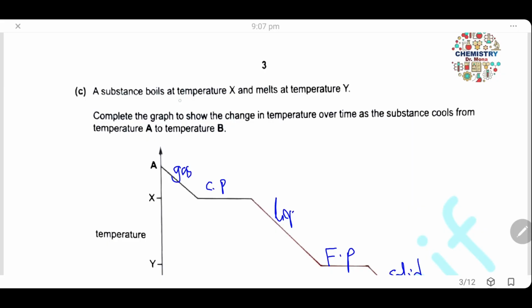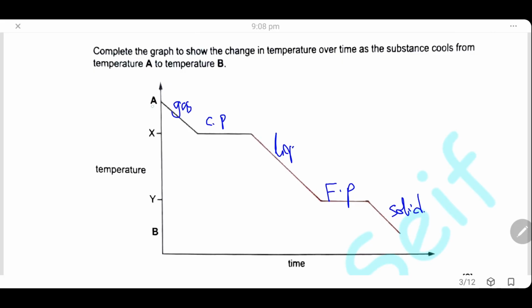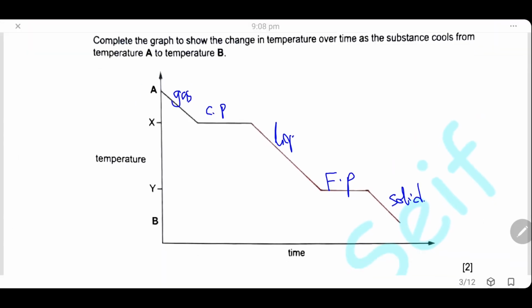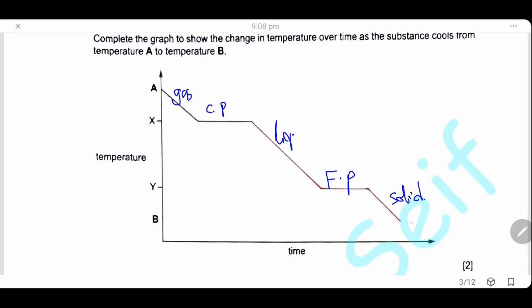Question C. Substance boils at temperature X and melts at temperature Y. Complete the graph to show the change in temperature over time as the substance cools down from temperature A until temperature B. It's a cooling curve, so it starts here with a gas, then it will condense to form a liquid. This part you have to go down until reach temperature Y, which is the freezing point of this liquid. Then we will have another horizontal part where the temperature stays the same until all the liquid converts into solid. This part represents solid, again going down until reach temperature B.